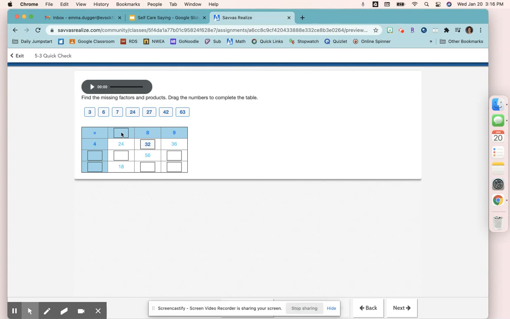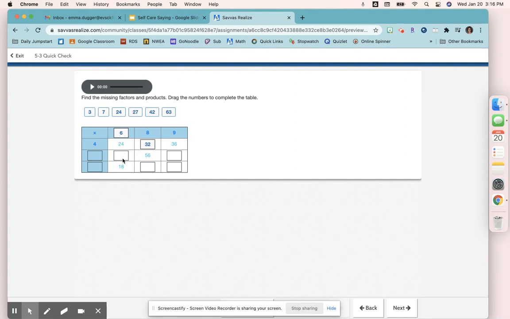If I wanted to find this missing factor, I would have to do 4 times something equals 24. In this case, because I have my answer, I have the product, I have the 4, I have two numbers that I can work with, so that helps me figure out the other factor. 24 in 4 groups is 6. So I'm going to click and drag my 6 here. 4 times 6 is 24.